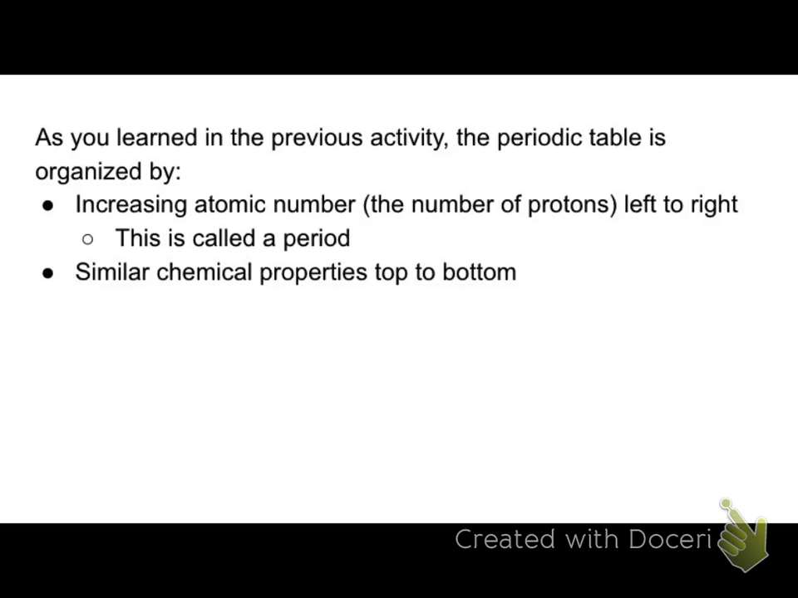When we go up and down on the periodic table, we see that they are organized by having similar chemical properties. So atoms that are in the same column should have similar chemical properties to each other. The up and down columns are called groups. There are 18 groups on the periodic table. Groups 1 and 2, and then 13 through 18 are considered main group. We're going to spend most of our time talking about them. Groups 3 through 12 are non-main group elements.